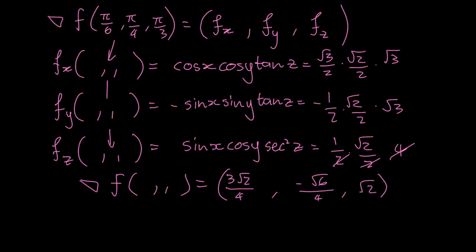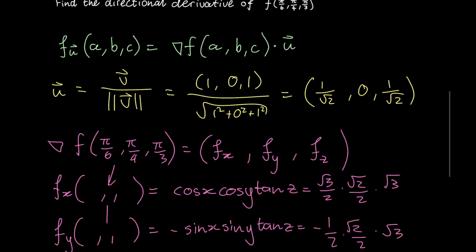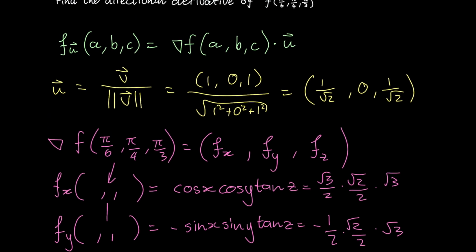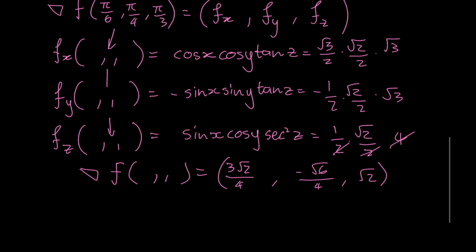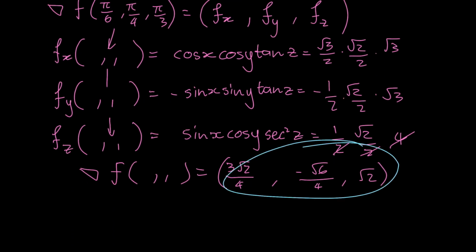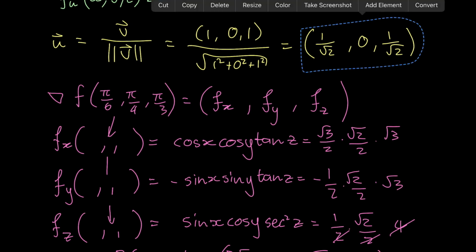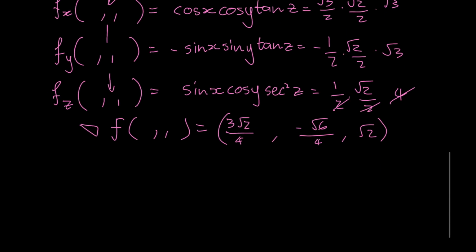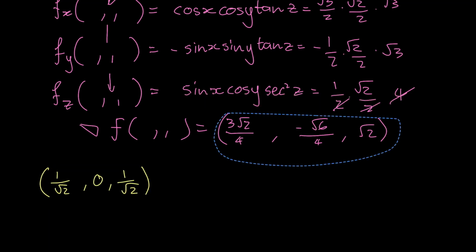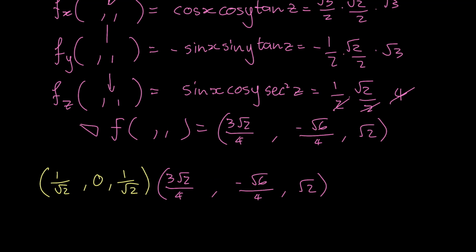Okay, so we have the gradient vector now, and we have the unit vector that this directional derivative is going to be in the direction of. So we now just need to do the dot product of this vector over here and this vector over here. So let's copy this vector, and we'll paste it down here. And we'll copy this vector and paste it over here. And now our goal is to find this dot product.